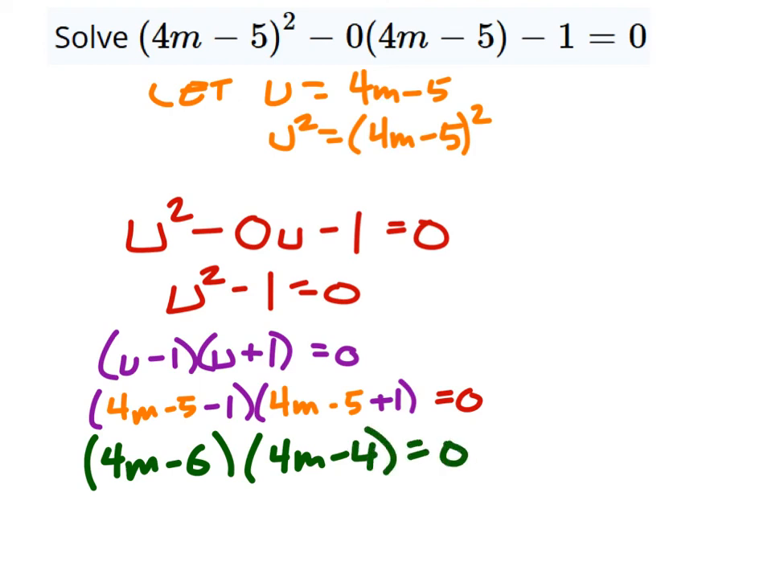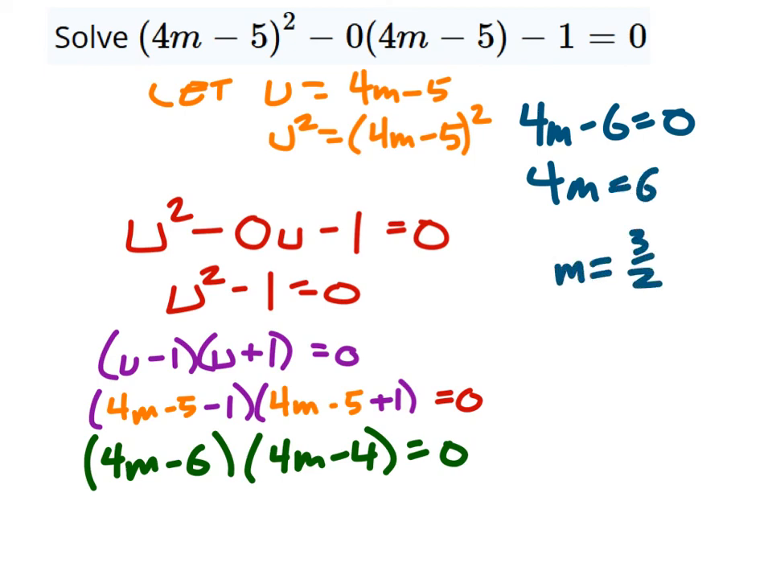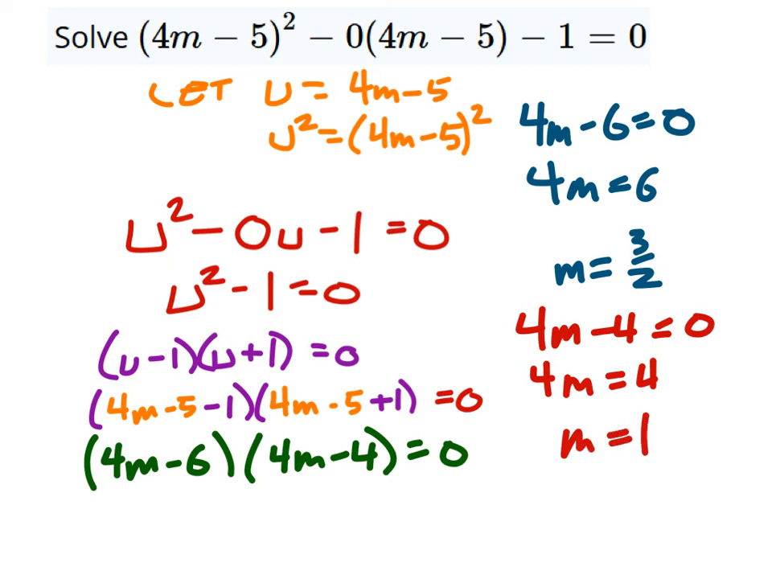That should equal 0. So, again, just splitting these up, if I can get 4m minus 6 to equal 0, that would be true. So 4m equals 6, and m, we'll simplify that into 3 halves. There's my first answer. But also, if 4m minus 4 would equal 0, that would also be true. So 4m equals 4, and finally m equals 1. There's our solutions.